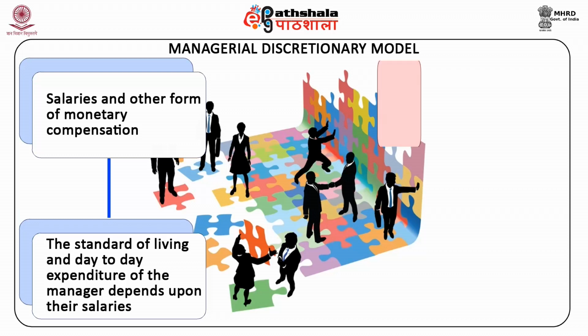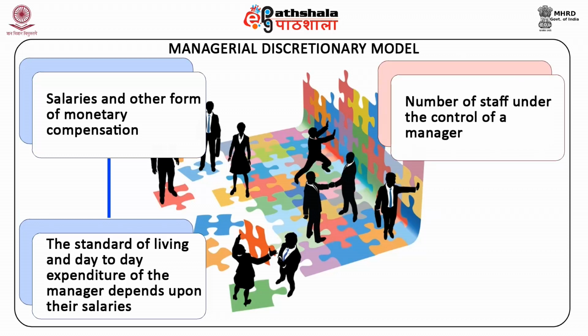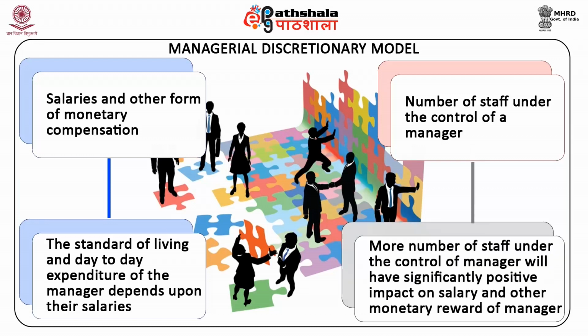The second factor is the number of staff under the control of a manager. A manager's utility function depends upon the number of staff under his control. A large number of staff under the control of a manager will have a significantly positive impact on the salary and other monetary reward of the manager. The power and prestige of the manager will rise with a rising number of staff under their control. Thus, the number of staff under the control of a manager significantly affects the utility function of the manager.